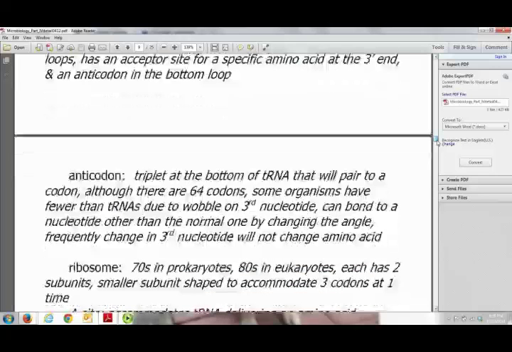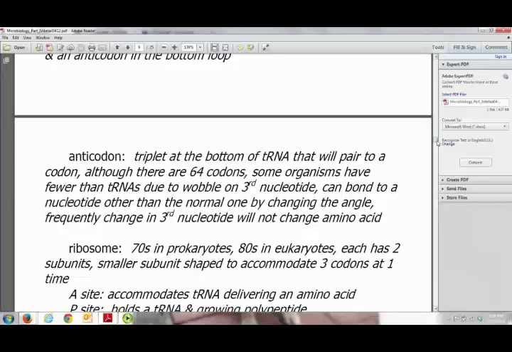to the codon. So although there are 64 codons, some organisms have fewer tRNAs due to there being some wobble on the third nucleotide. If you look at a codon table, you will see that in a lot of cases there will be 4 different codons that will code for one amino acid, and the only difference is in the third nucleotide. This is what allows us to have this wobble in there. So it can bond to a nucleotide other than the normal one by changing the angle. And since the third nucleotide in a lot of cases will not change the amino acid, this lets the cell get away with having slightly fewer anticodons.